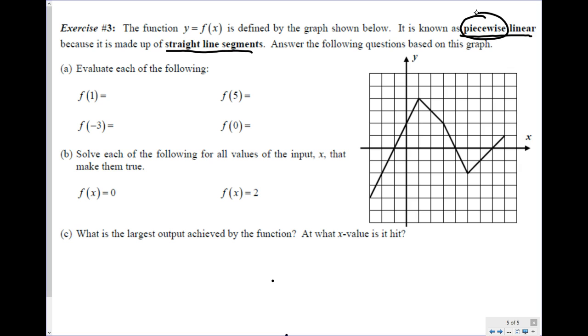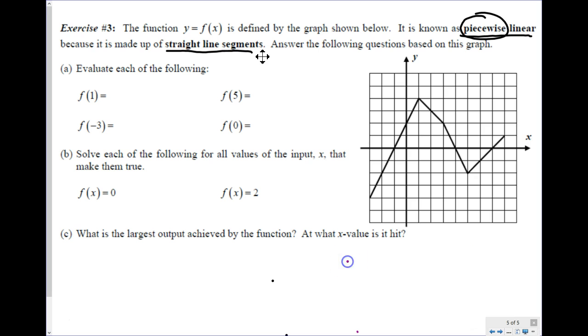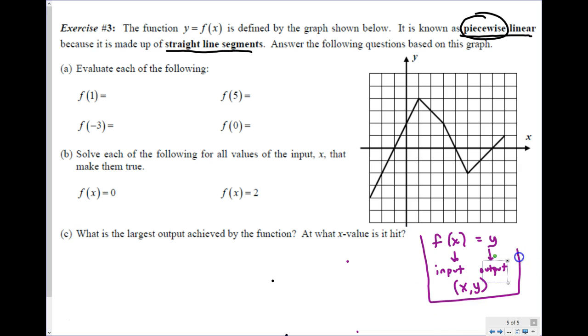So letter A says evaluate each of the following. So we've got these things in function notation. I'm going to ask you again to remember that f of x equals y. So x is my input and y is my output. And I can create coordinates like this, x comma y. This will help you with this graphing situation.